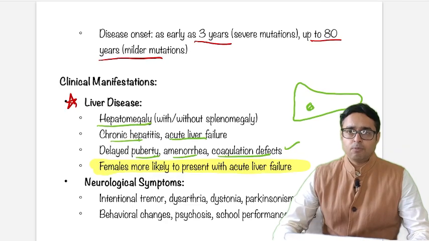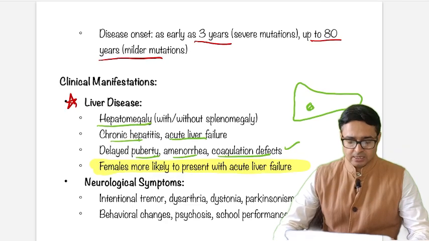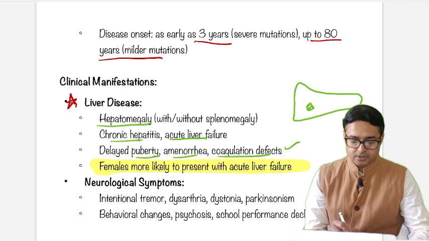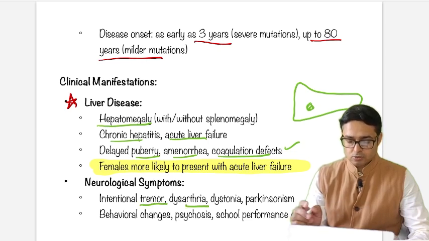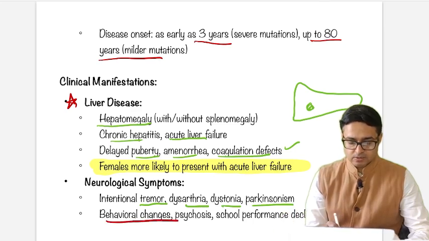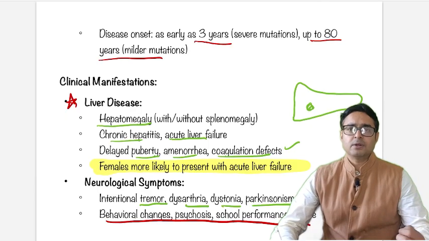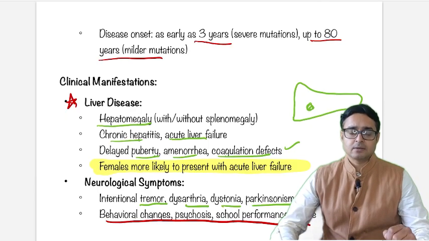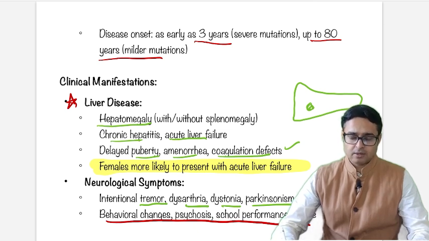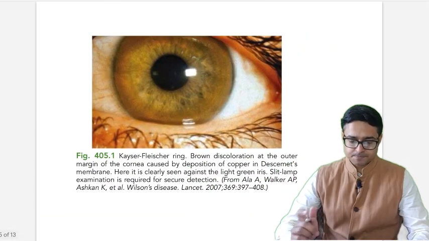Then again, the copper will accumulate in the CNS. In the CNS, the typical symptoms are intention tremors, dysarthria, dystonia, and Parkinsonism. Behavioral changes will be seen, such as psychosis and school performance decline. This is important, and sometimes the presenting feature is that the child is not doing well in school. So maybe that is the presenting symptom.